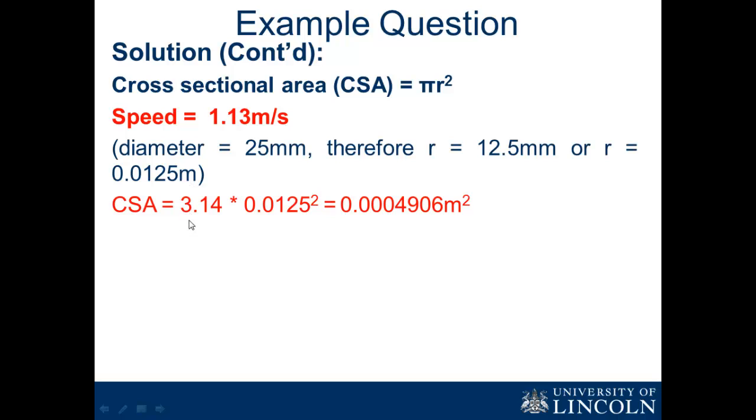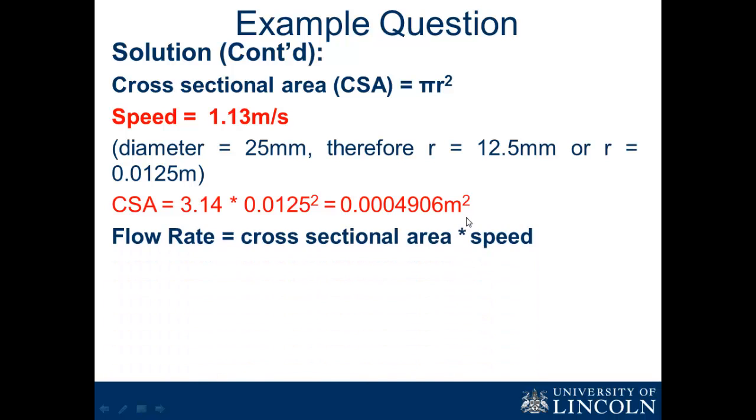The cross-sectional area is the same thing as the area of a circle. We are talking about a pipe, a circular pipe, so we assume it's a circular pipe. So the cross-sectional area here is pi r squared. Our pi is 3.14, our r is 0.0125, and we want to square that. So we have the cross-sectional area to be 0.0004906 meters squared.